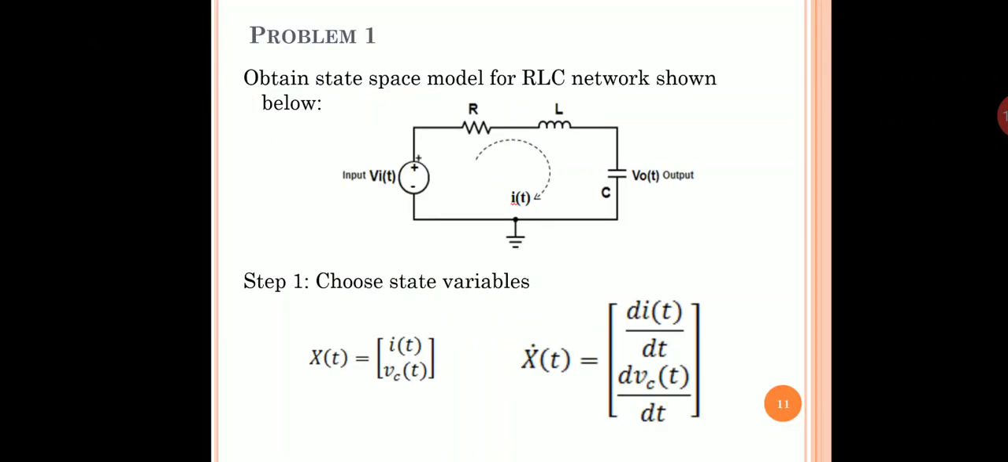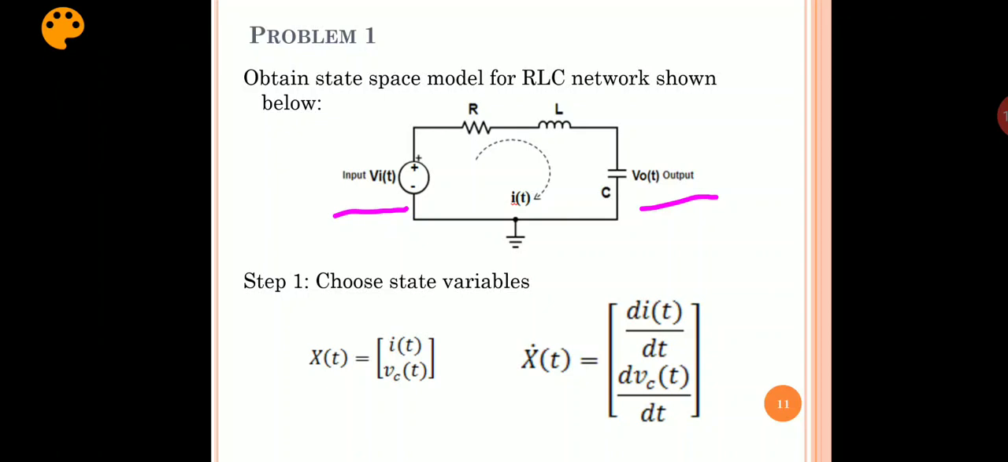Now let us solve some simple problems based on this. As a first problem, I have taken a very simple electrical network, the RLC network, where R, L and C are in series. The question says to obtain the state model for this. The first thing to identify here is what is input and what is output. In the circuit diagram itself, it is given that V0 is the output, which is the voltage across the capacitor, and Vi of t is the input.